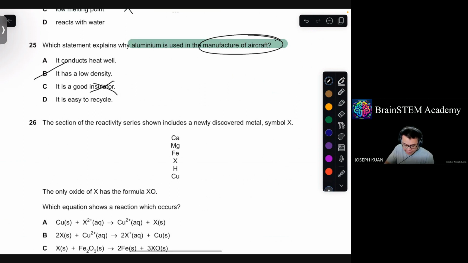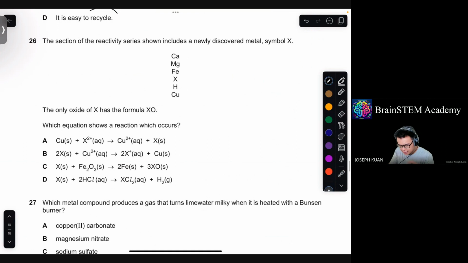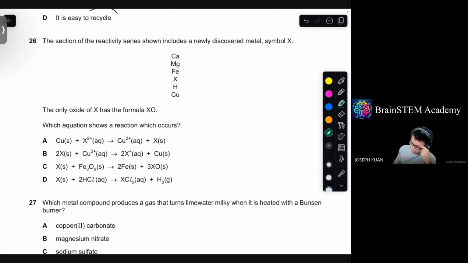All right, moving on to the next question, 26. The section of the reactivity series shown includes a newly discovered metal, symbol X. It's located between the reactive metals and the unreactive elements. The only oxide of X has the formula XO. Which equation shows a reaction which occurs?